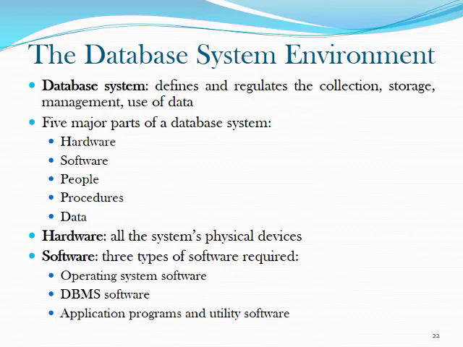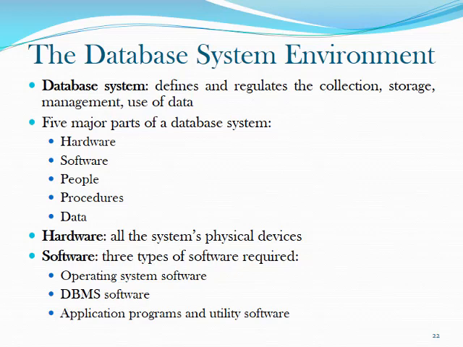Right, so here we are going to discuss what requirements we should fulfill to store that particular data or information in the database system. There are five major parts needed to complete the database system, starting from hardware, software, people, procedures, and data. So let's talk about them.